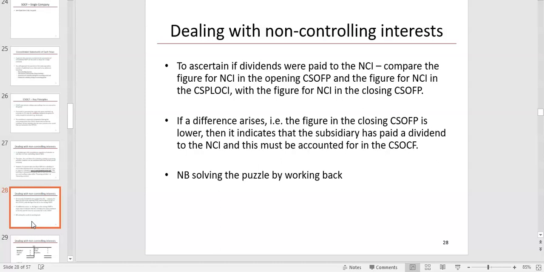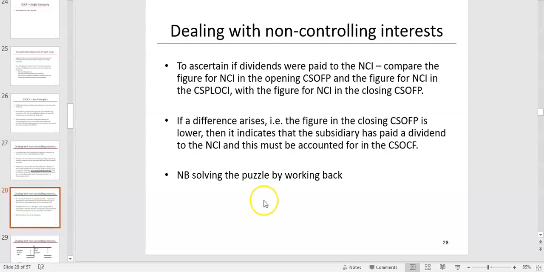Remember, in a statement of cash flow question, you're going to be given financial statements. You're going to be given the group financial statements, statement of financial position at the start of the year and at the end of the year. So you'll know the opening and closing NCI balance. They'll be correct. You'll assume they're correct. You'll also be given the consolidated statement of profit and loss for this year. So you'll know what the share of profits are.